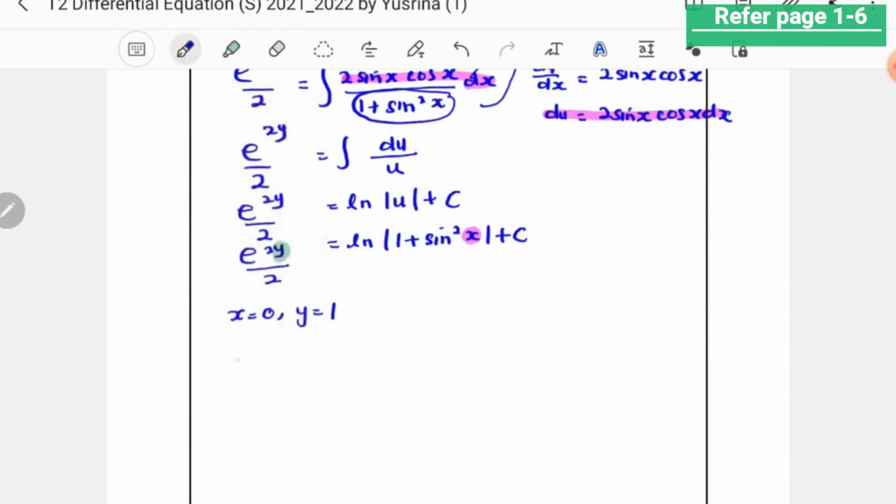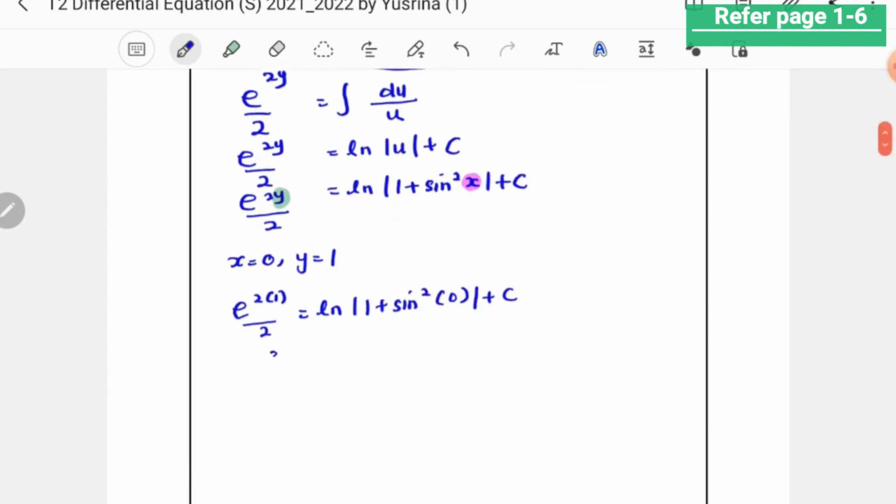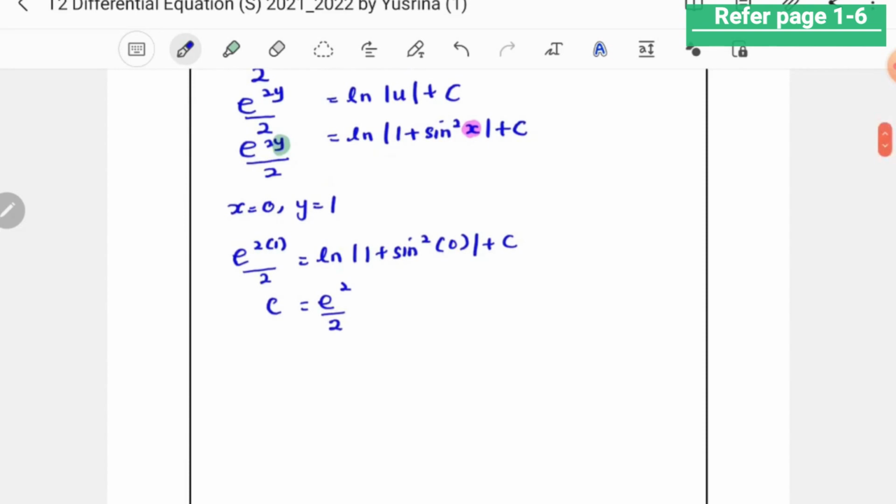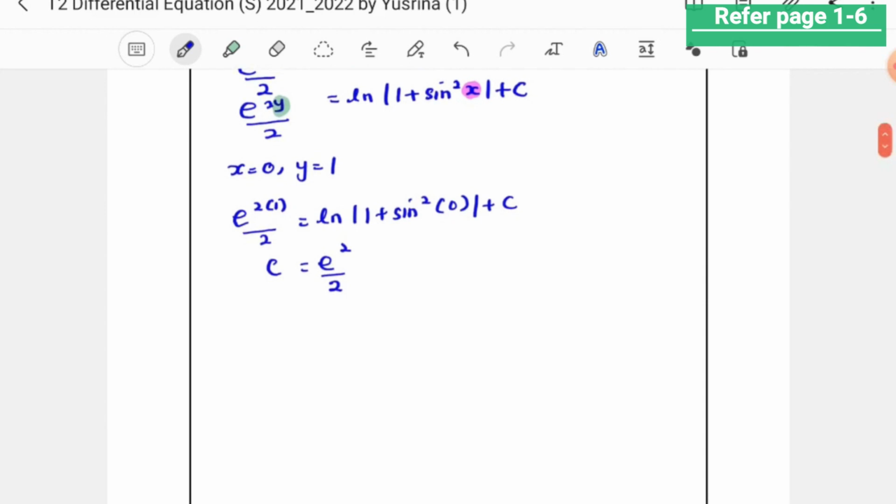So e squared multiplied by 1 over 2 equals ln(1 + sin² 0) + c. And then you get the value of c equals e² over 2. Then we substitute the value of c into the general solution. We will get the particular solution. Okay, this one you call the general solution.